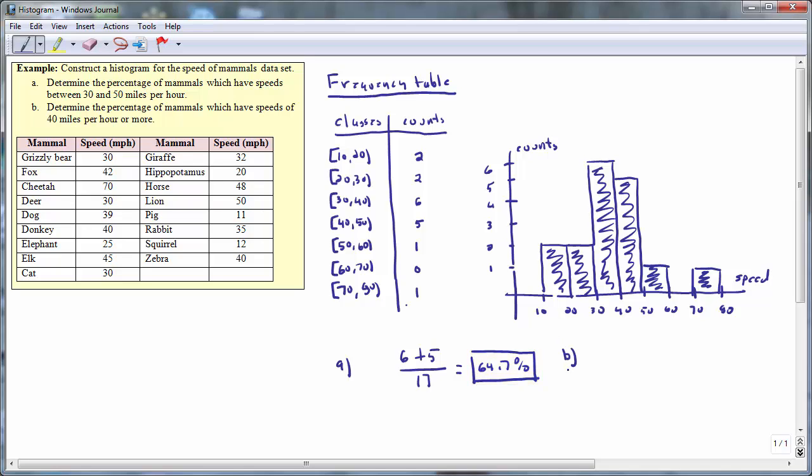In Part B, determine the percentage of mammals which have speeds of 40 miles per hour or more. In the interval from 40 to 50, I have 5 mammals, and then from 50 to 60, I have 1 mammal. And then from 70 to 80, I have another 1 mammal. Again, divided by the total of 17 mammals. So 7 divided by 17, and this gives me 41.2%. So 41.2% of the mammals have speeds of 40 miles per hour or more.